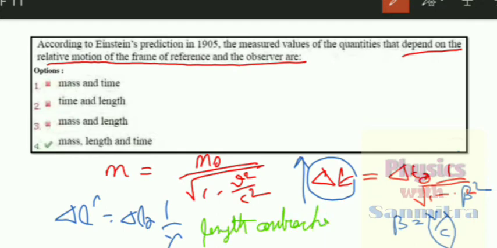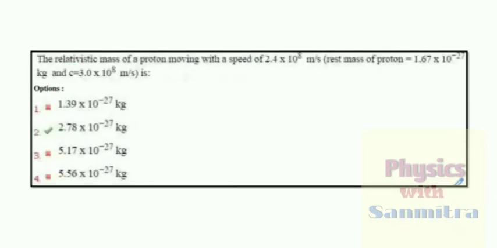So all 3 quantities depend on the relative motion of the frame of reference of the observer. So option 4 is correct, that is mass, length and time. Moving on to the next question.